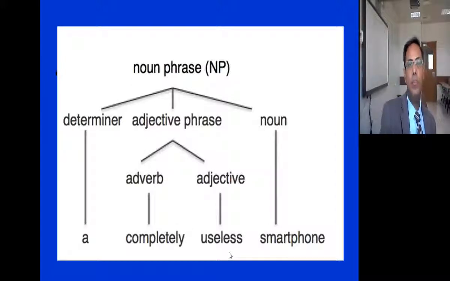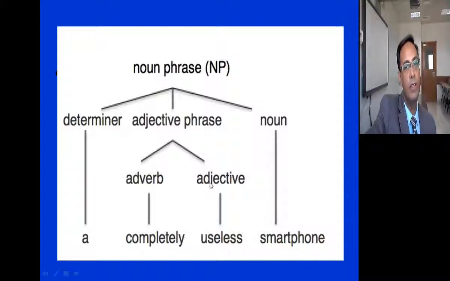Another noun phrase, a completely useless smartphone. As we see, this is the determiner a. And here, completely useless is an adjective phrase. And the adjective phrase is composed of what? The adverb completely, and the adjective useless. And the third element is the noun, smartphone. So we have determiner, adjective phrase, and noun. And the adjective phrase consists of an adverb and an adjective. This is easy and clear.